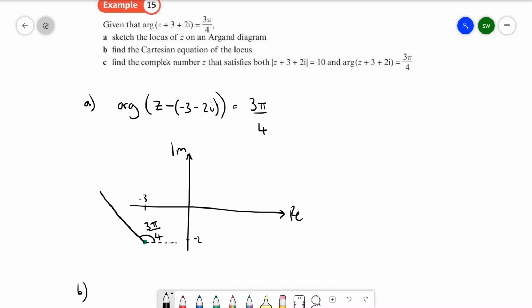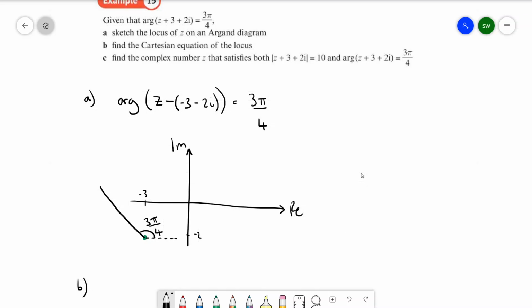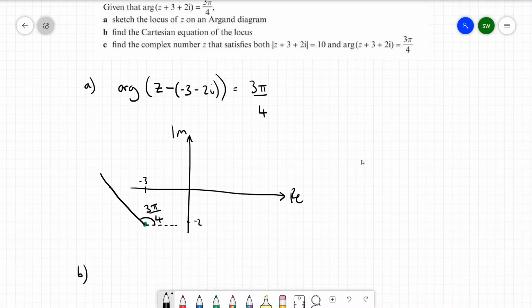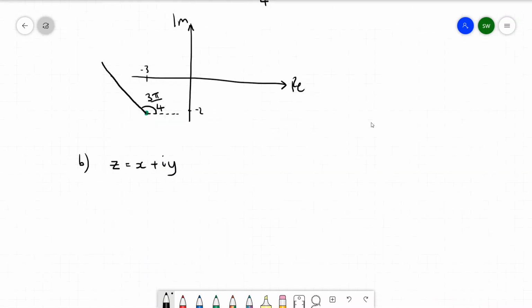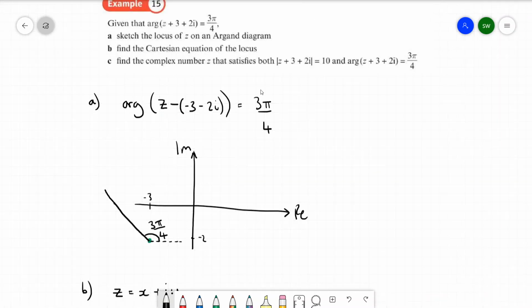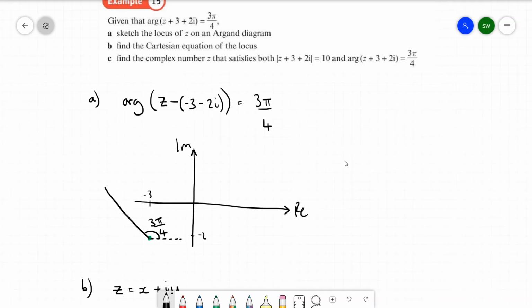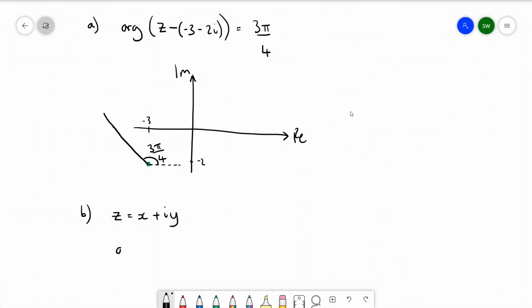So for part B, we need to come up with what the Cartesian equation of the locus is. So we'll look at two different ways. We'll do the better method first, which is kind of like using the formula. So we're going to say, well, let's say z is some complex number x plus iy. So z has coordinates x plus iy. Then we can substitute this into the equation of the locus. So we've got the argument of, replace z with x plus iy, plus 3 and plus 2i has to be equal to 3 pi over 4.